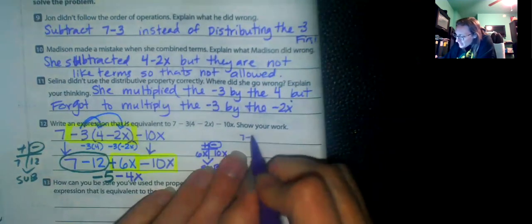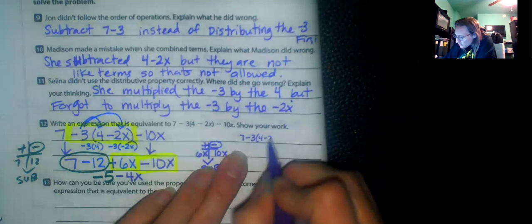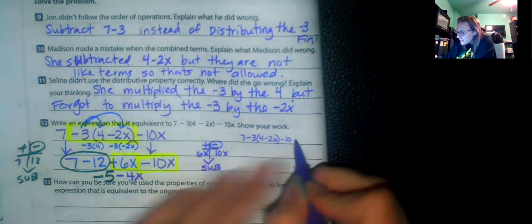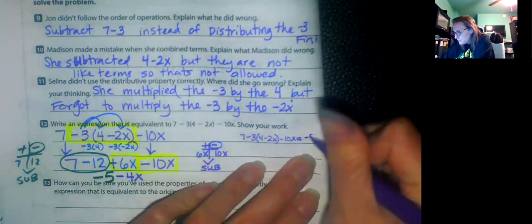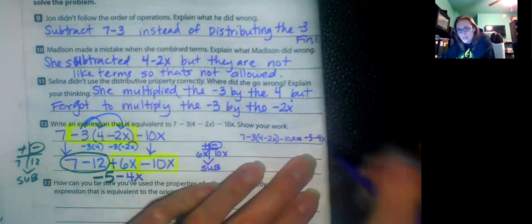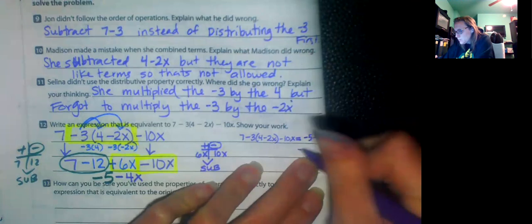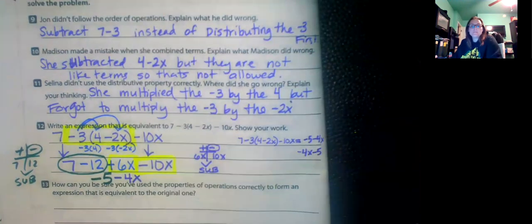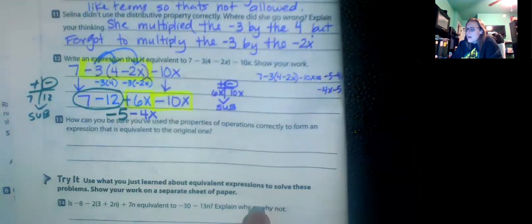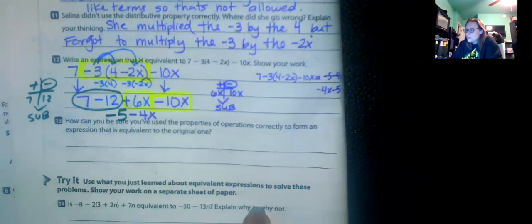So 7 minus 3 times 4 minus 2x minus 10x is equivalent to -5 minus 4x. And you could have written that the other way, -4x minus 5. It doesn't matter. Either way. Okay? So these are equivalent. How can you be sure you use the properties of operations correctly to form an expression that is equivalent to the original one?